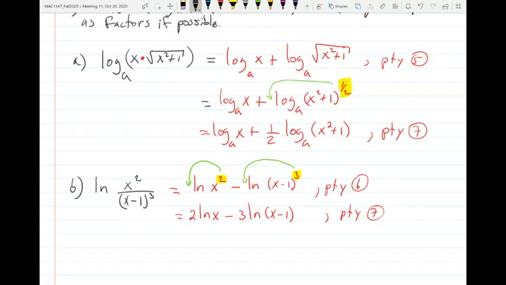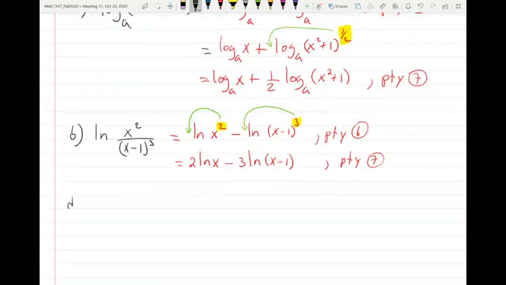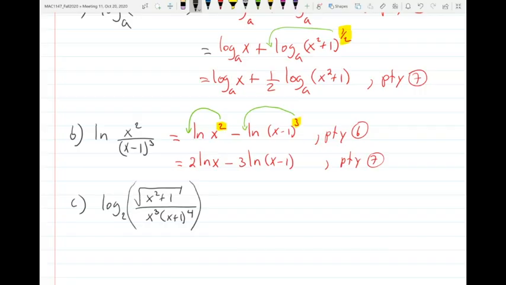Right, now let's mix this. Let's mix some products with some quotients and so on. Let's see, let's do C. How about log base 2 of the square root of (x squared plus 1) divided by x cubed times (x plus 1) to the 4th. Okay, and understand that all of this is the argument of the log. Okay, the base is 2. Right, so our job is to expand this as a sum and difference of logarithms. So how do we do this?